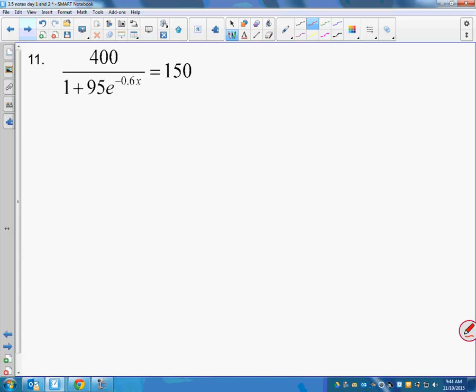This one doesn't have any crazy U substitution. Any suggestions how I could solve this equation? This is one of those logistic graphs, like the population graphs we did, where we estimated and used a graphing calculator. But now that we can solve these, we can just solve it. Can I take this and multiply it over here? That sounds like a great idea. So I'm just going to multiply that over, right? Because I'm going to multiply both sides by it. 1 plus 95e to the negative 0.6x. Always make sure, it always stinks when you miss a question because you type something wrong. Like I almost put 0.06.